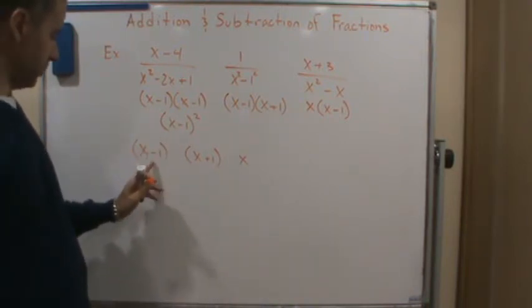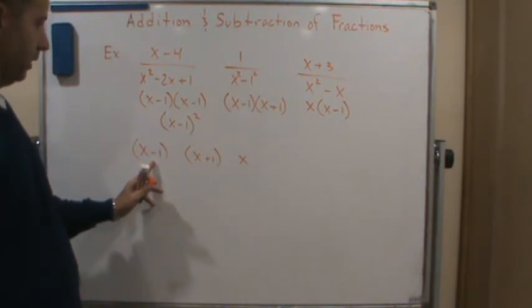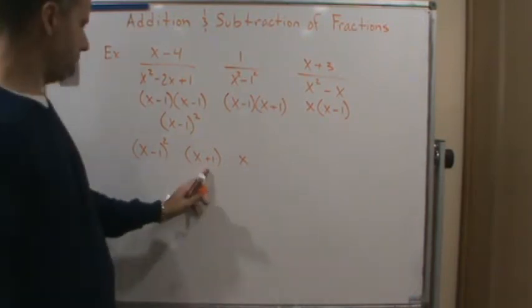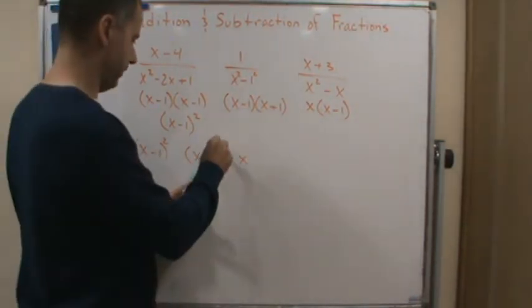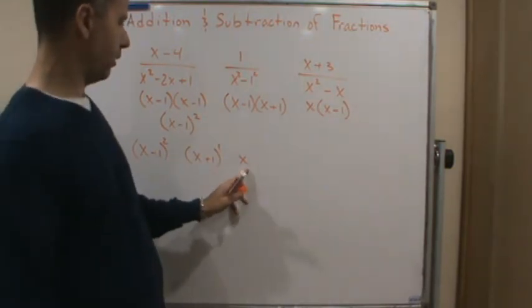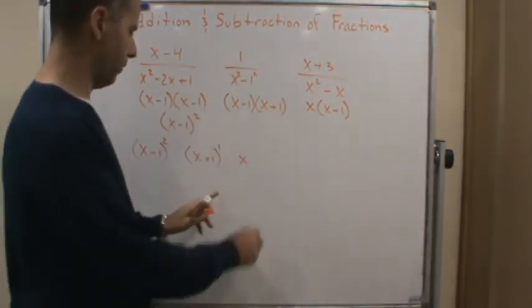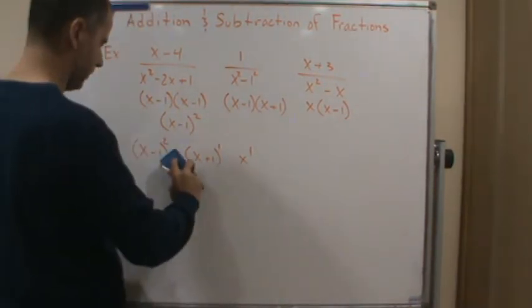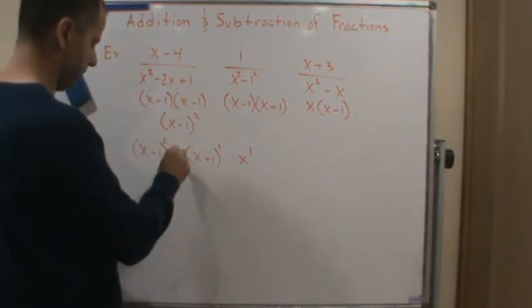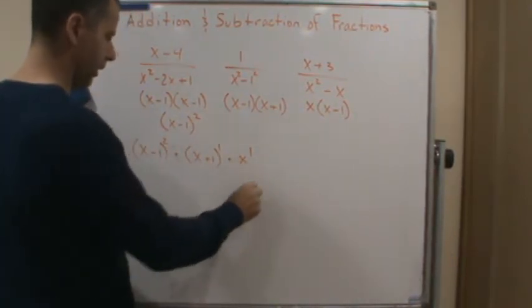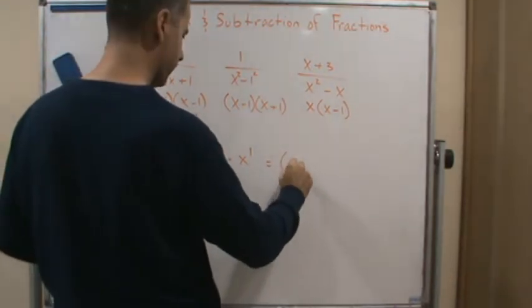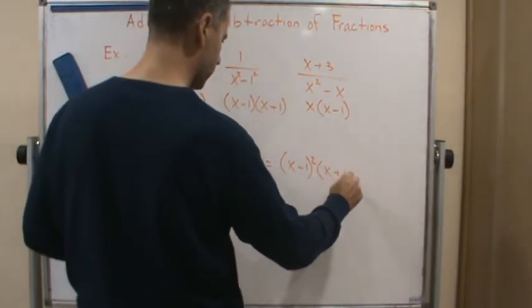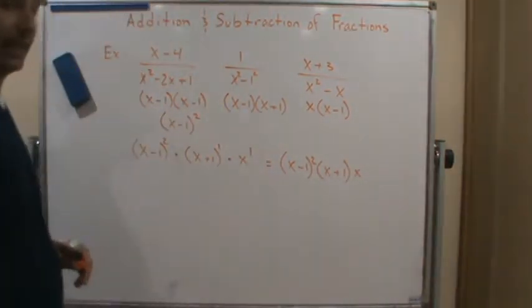There are no other factors that come out. So now, what's the largest power of x minus 1 that we have? Well, it's x minus 1 squared, so that's the one that we want. What's the largest power of x plus 1? Well, it's just 1. That's all we have. And the largest power of x that we have is just 1. And so now if we multiply these together, what do we get? We get x minus 1 squared times x plus 1 times x. So that's what we need on the bottom.